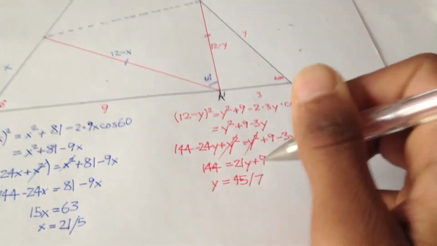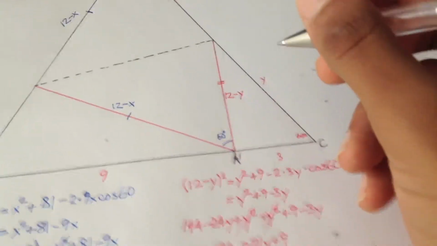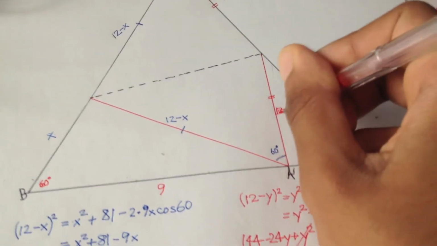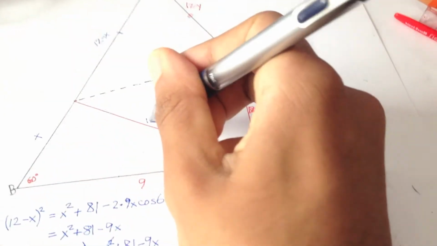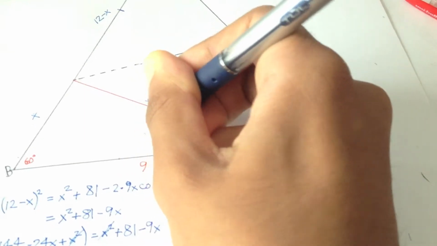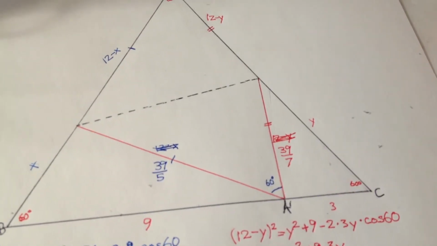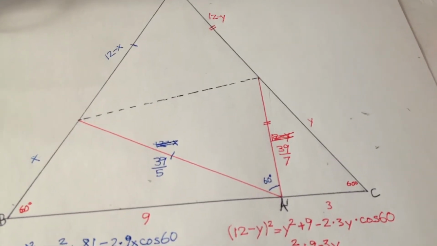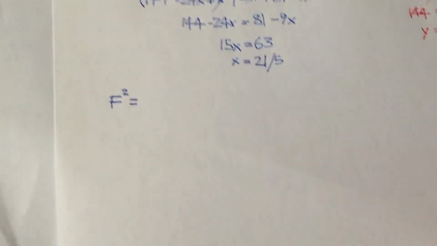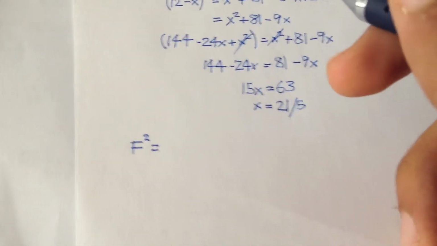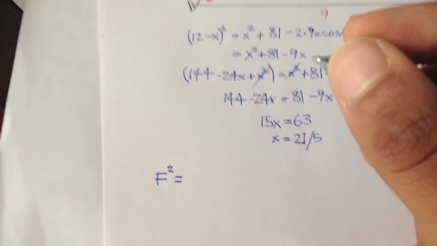Okay, so now we want to use law of cosines on this triangle. We can replace these lengths with the actual values. So 12 minus y is 39 over 7, and 12 minus x is 39 over 5. Now we can use law of cosines on this folded over triangle. I've called the folded over line f squared. We can solve for f squared using the law of cosines, which is a squared plus b squared minus 2ab cosine C equals c squared. C squared in this case is the square of the folded over line.